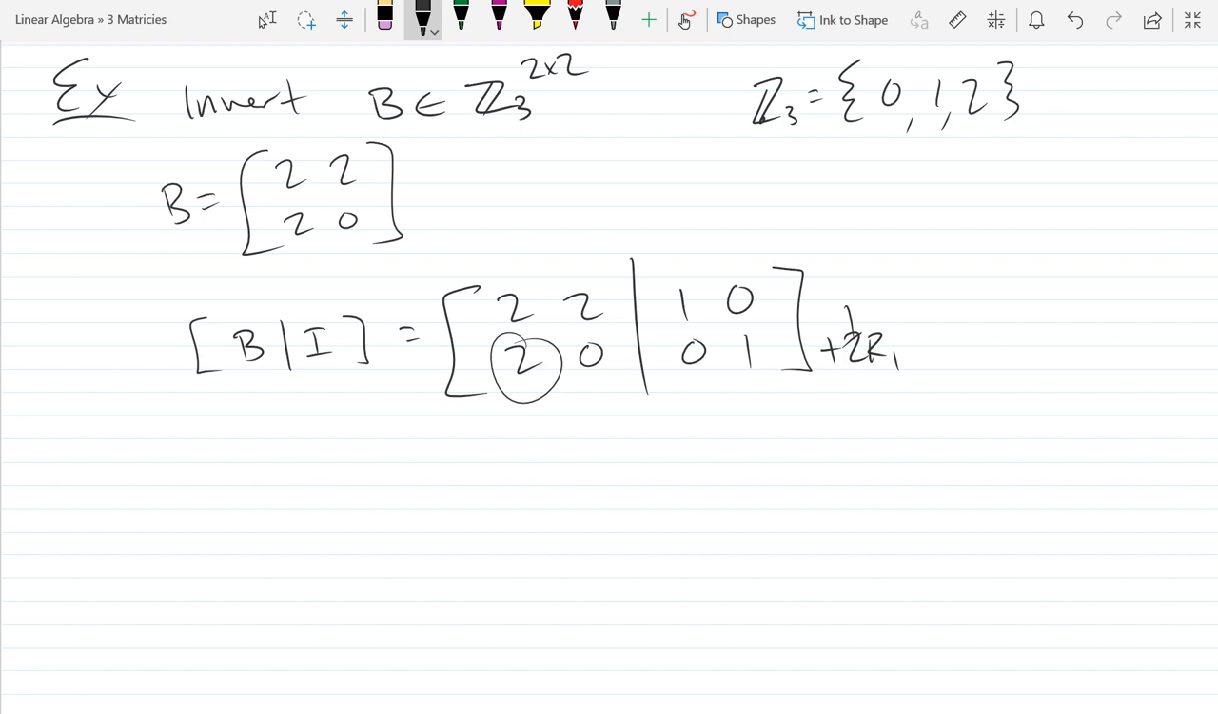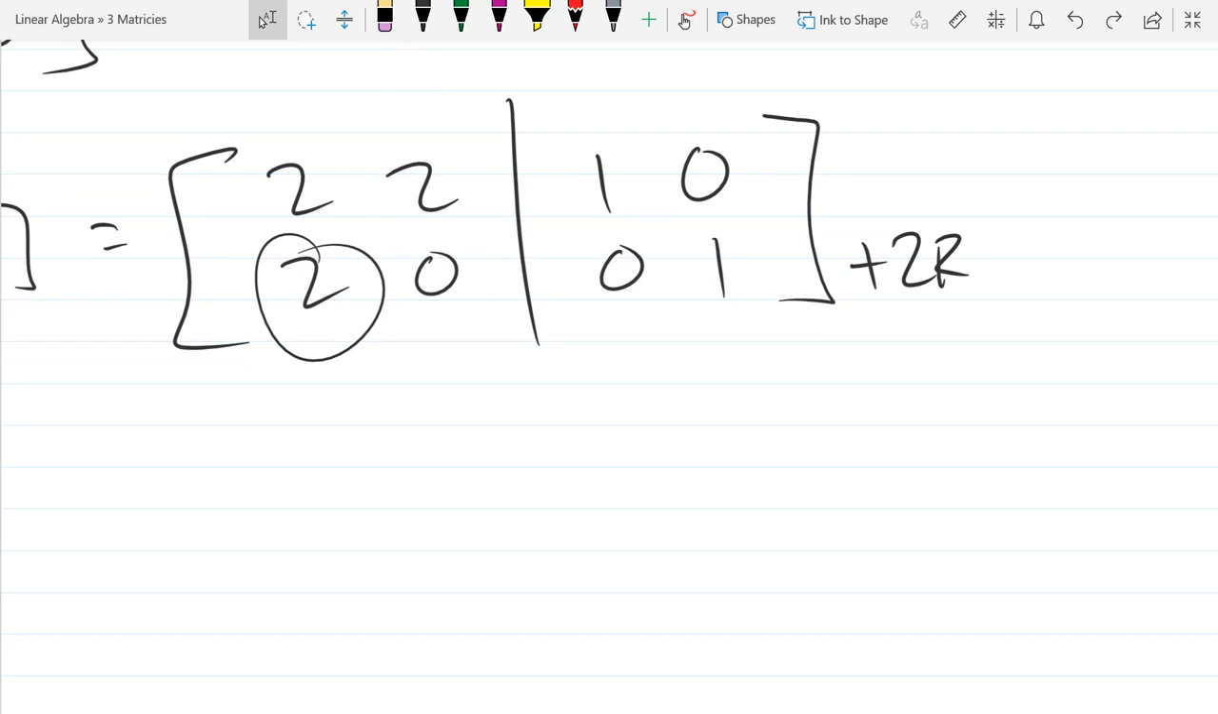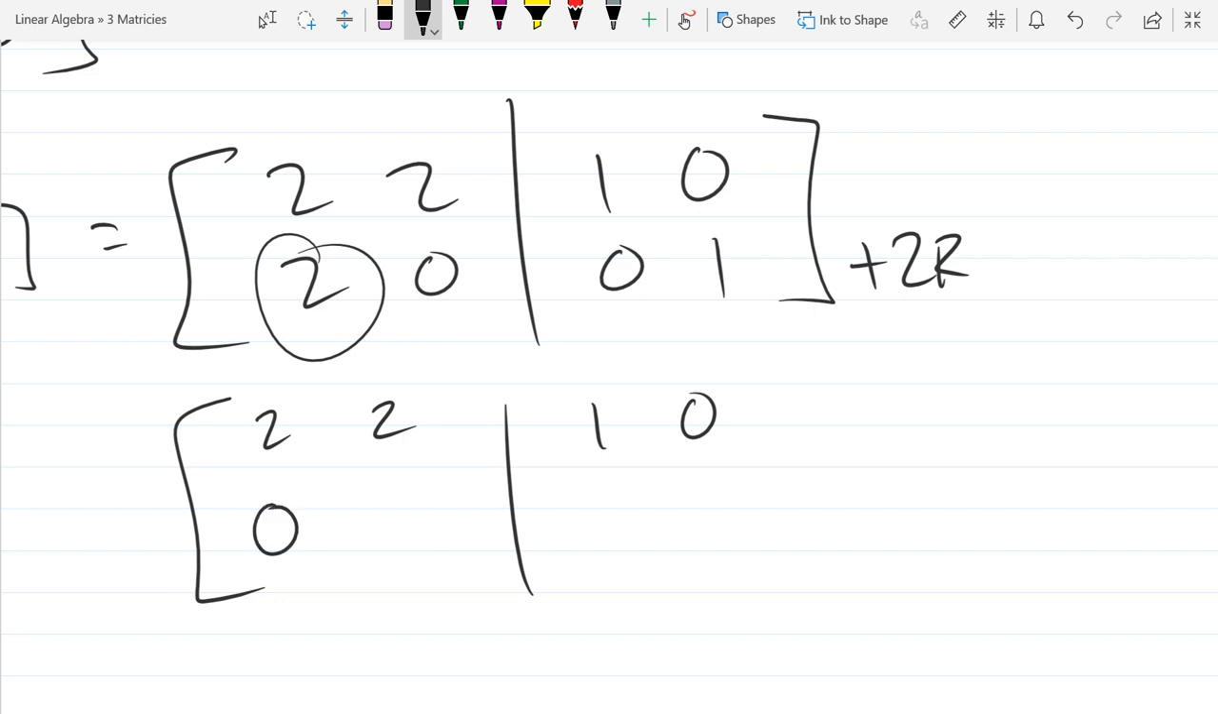So I'll do the first row operation here super carefully. All right, first of all, row 1 doesn't change, so let's just copy and paste that. 2 times 2 is 4, plus 2 is 6, which is 0. And 2 times 2 is 4, plus 0 is 4. But remember, that's 1. So 4 turns into 1. And now 2 times 1 is 2, which is 2. 2 times 0 is 0, plus 1 is 1. So that took care of column 1.